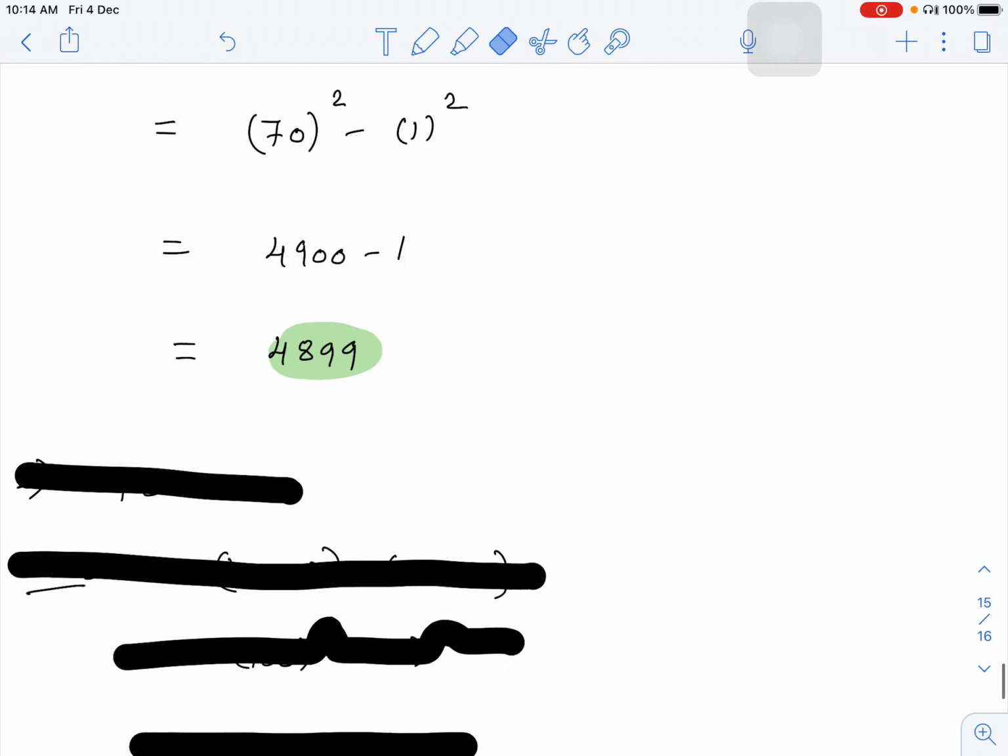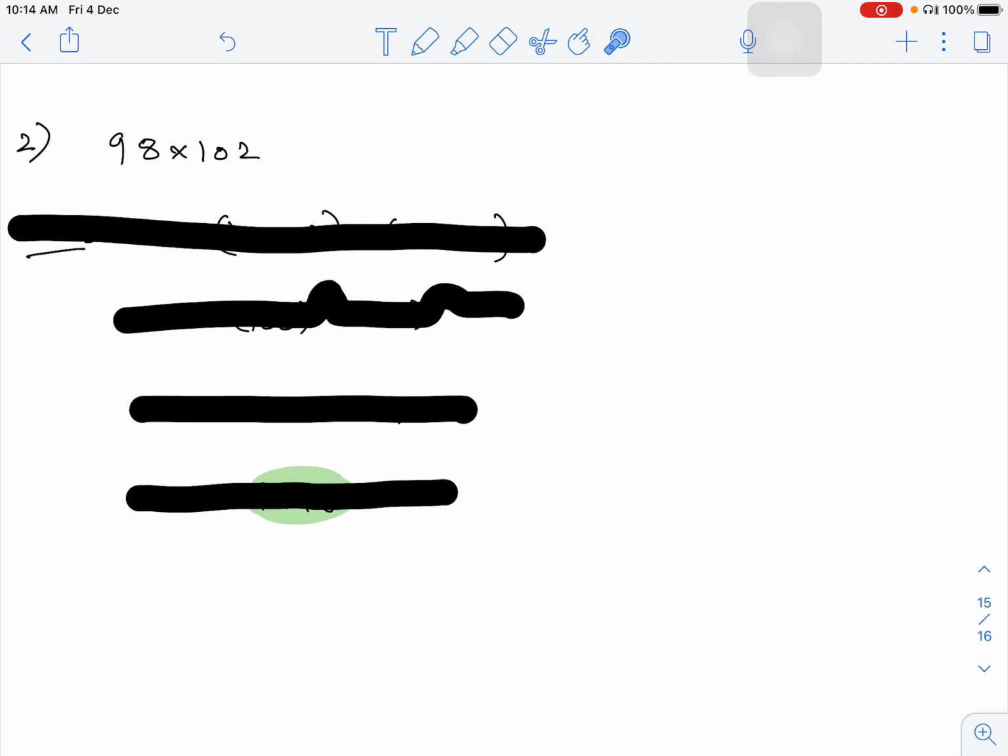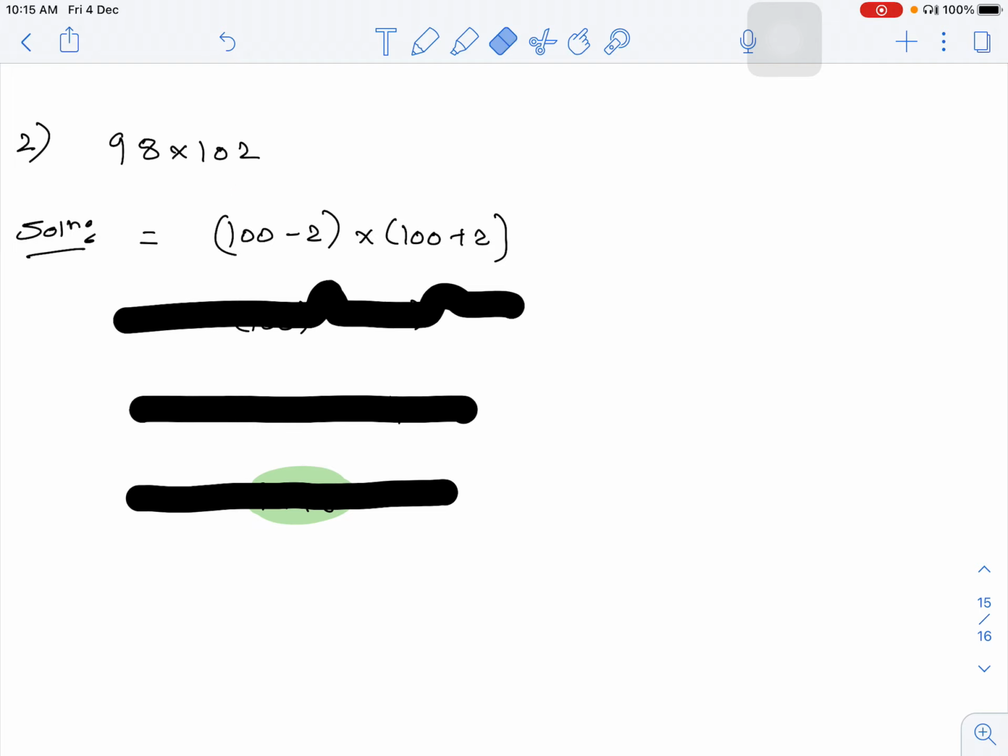Okay, let us consider one more example. Now suppose we have 98 into 102. Now this 98 can be written as 100 minus 2 and this can be written as 100 plus 2. So now it is of the form a minus b, a plus b. Since it is of this form, we can write it as a square minus b square, that is, first term square minus second term square.